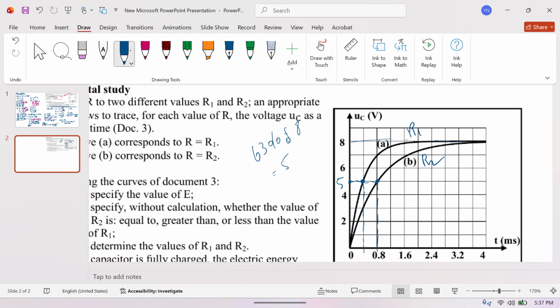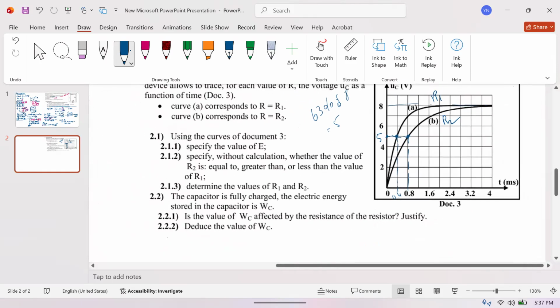If you project on the time axis, you will see that the first curve has 0.4 millisecond, however, the second has 0.8. What does that mean? The tau for curve A is smaller. So curve A takes less time to charge. The capacitor in curve A takes less time. So tau is smaller. I cannot read the graph like this before reading any question.